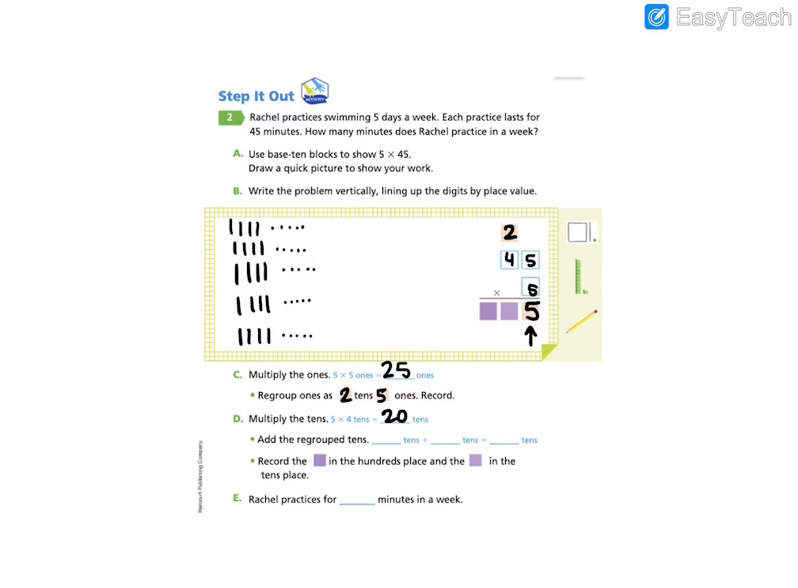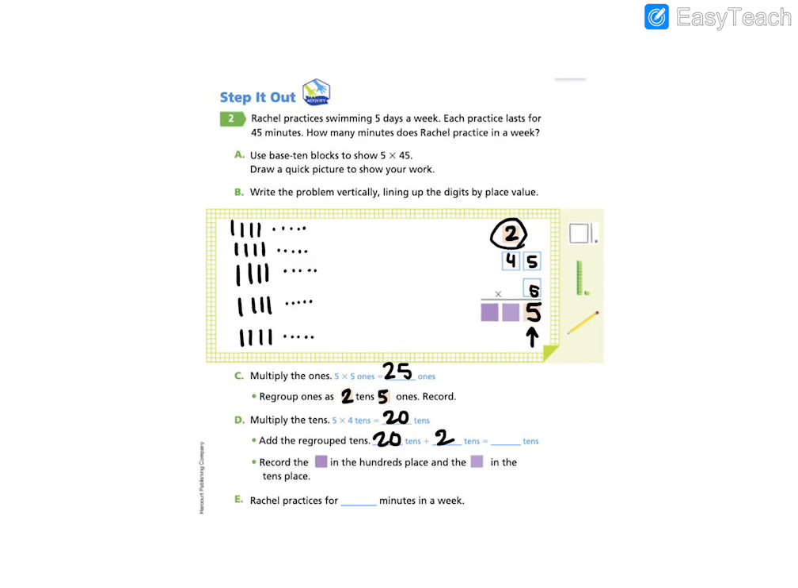But we don't just have 20 tens in this number. We also have this remaining 2 tens. So we must add the 20 tens plus the 2 tens to get 22 tens. Again, we would have to regroup 22 tens into 2 hundreds and 2 tens. So it's going to show us right here, 2 in the hundreds place and 2 in the tens place.